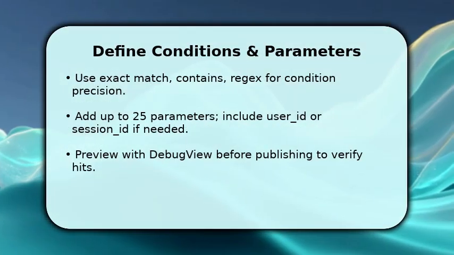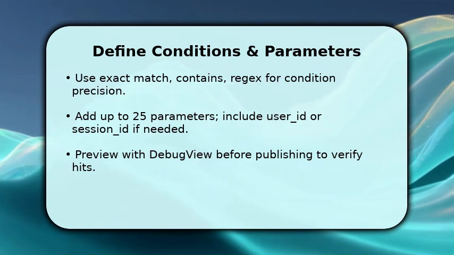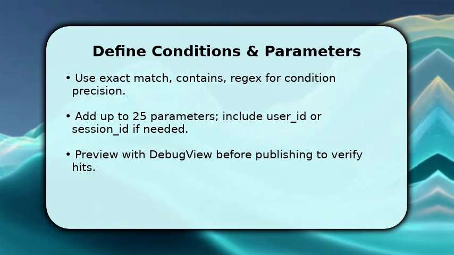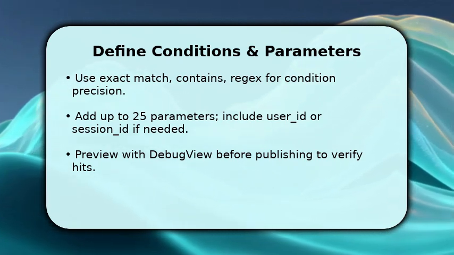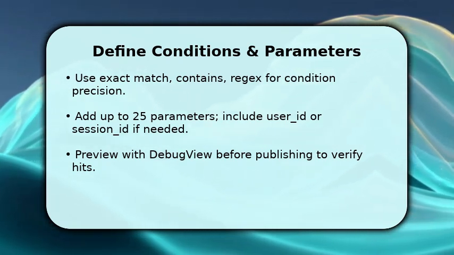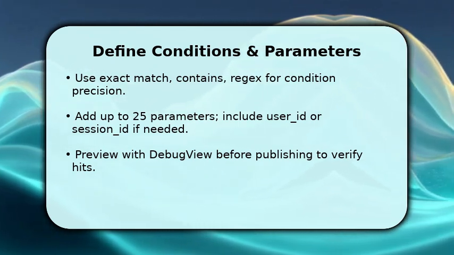Now you build the rule set that fires the event. You can combine conditions with and / or and use rejects for complex URLs. That reduces false positives. Add parameters to capture context. For instance, button text or checkout value, because parameters power funnels and audiences.